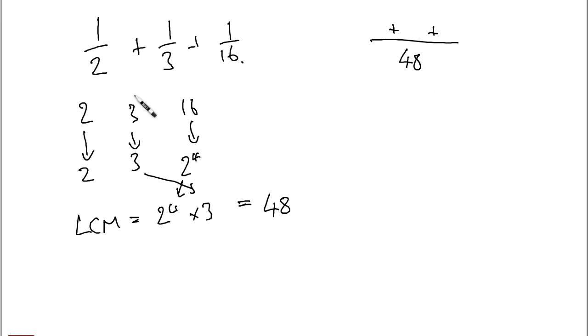And then I can just look here. 2 multiplied by 24 is 48, so multiply the 1 by 24 as well. 3 multiplied by 16 is 48. 16 multiplied by 3 is 48. And that gives me a fraction of 43 over 48. And basically that's all there is to lowest common multiples.